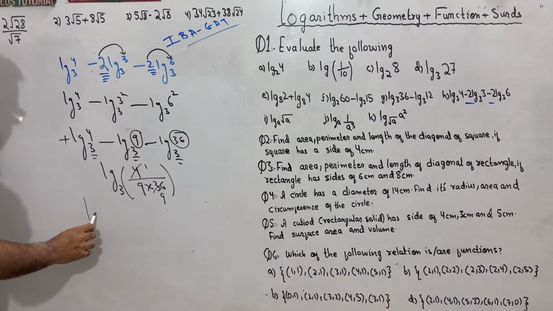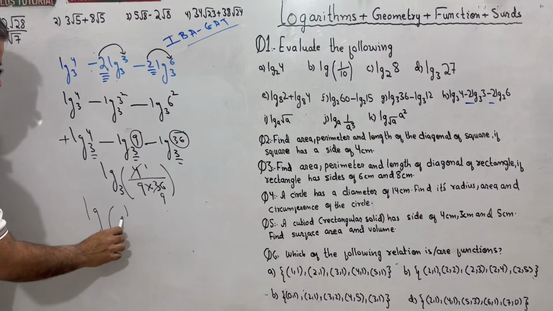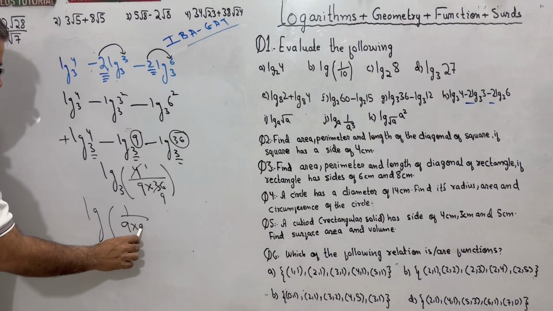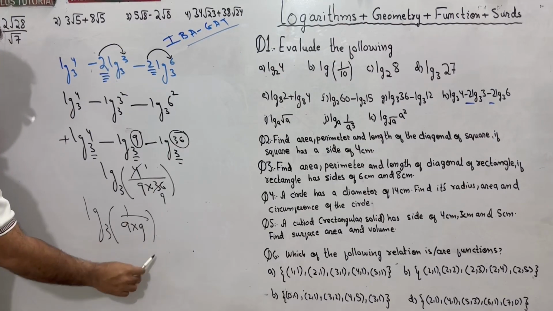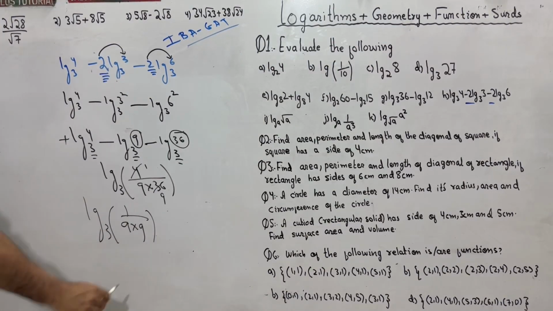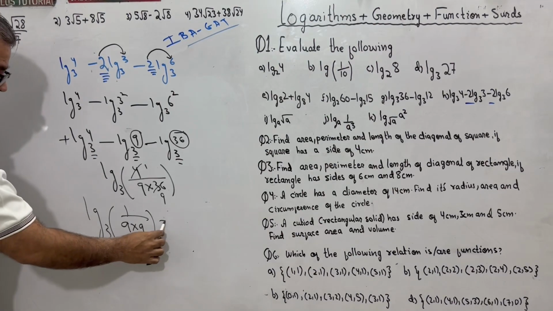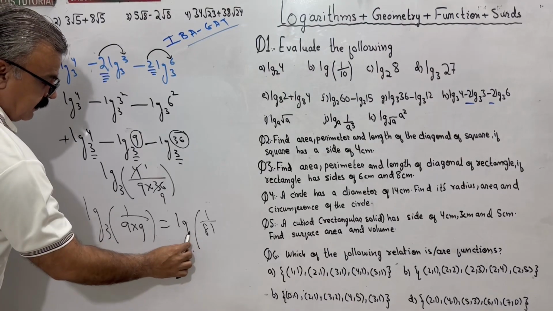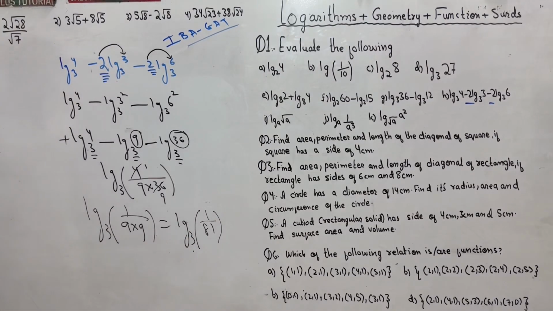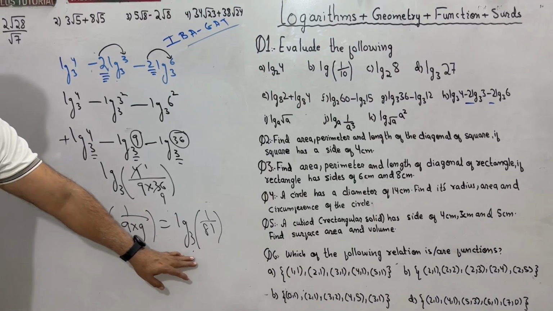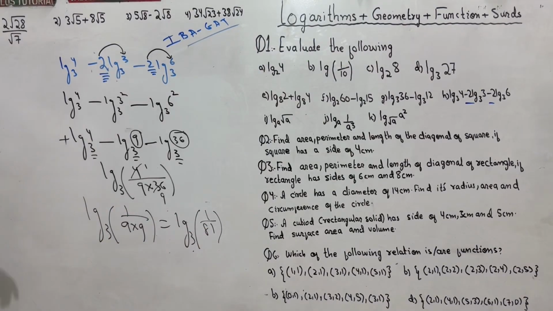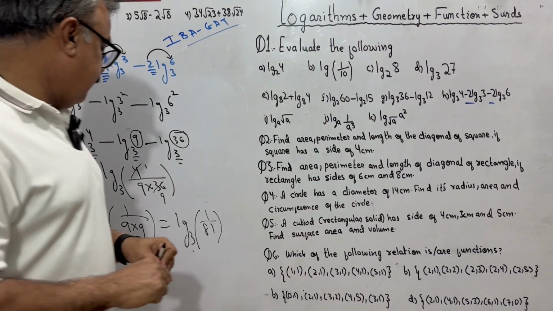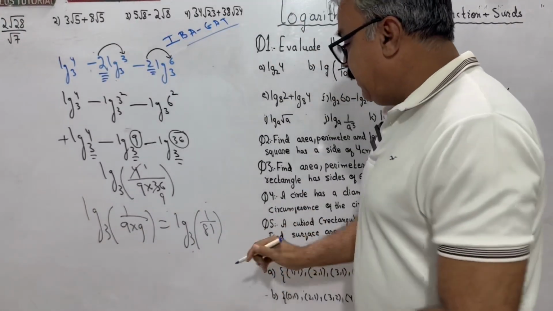I have log of 1 over 9 into 9 to the base 3. 9 9 the 81. It's log of 1 over 81 to the base 3. Now same, 3 raised to what power to get 1 over 81?